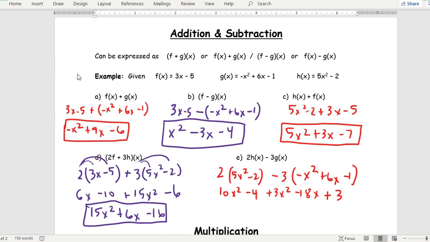All right, let's combine those like terms. 10x squared plus 3x squared, 13x squared. Only one linear term, a negative 18x. So that comes next. And then we have two constants, a negative 4 plus 3 takes us to negative 1. So 13x squared minus 18x minus 1.